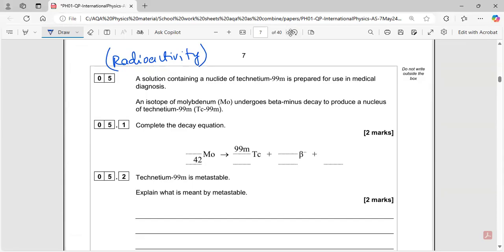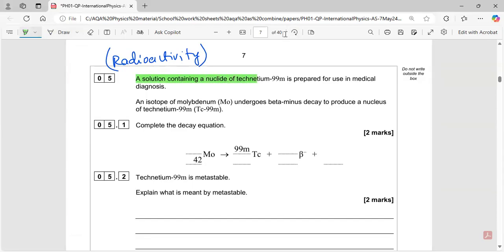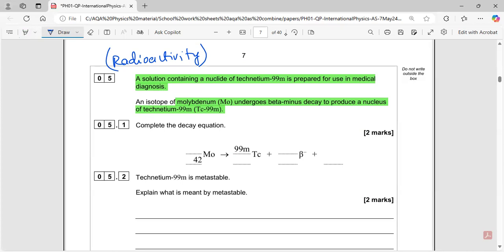Okay, so let's look at this question. A solution containing a nuclide of technetium-99m is prepared for use in medical diagnosis. An isotope of molybdenum undergoes beta minus decay to produce a nucleus of technetium-99m. Well, that's how technetium is produced. So this is molybdenum, and it is emitting a beta particle and then converting into technetium. But what they're saying is that you have to complete the decay equation for the 2 marks.